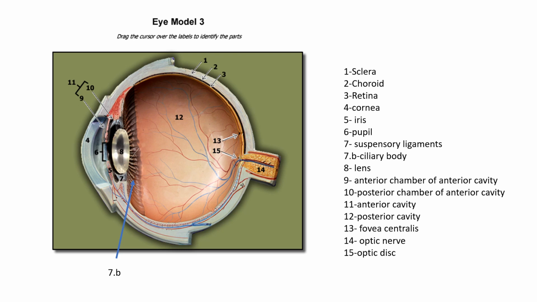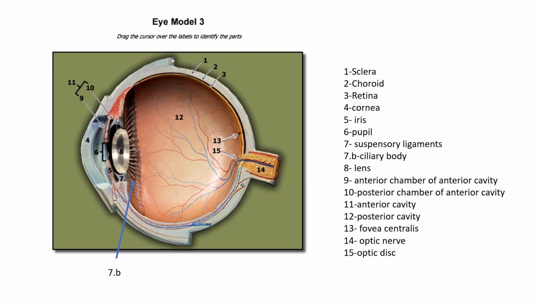Number 5 is the iris, part of the vascular tunic. Number 6 is the hole going through the middle of the iris called the pupil. Number 7 is showing you suspensory ligaments that come off of, shown down here in 7b, the ciliary body.